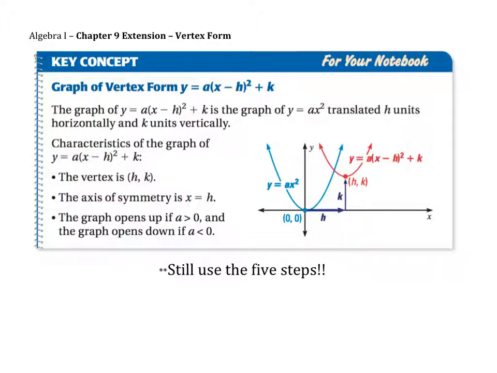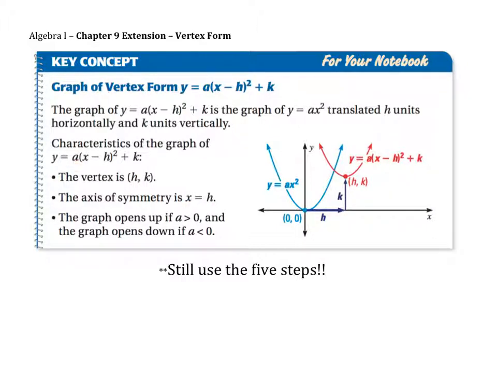So if it says minus 3, then your x value will be plus 3. And then plus k is your y value of the vertex. So again, the vertex is (h, k). The axis of symmetry is whatever your h value is. And remember, the axis of symmetry is an equation of a line, so we have to have x equals.